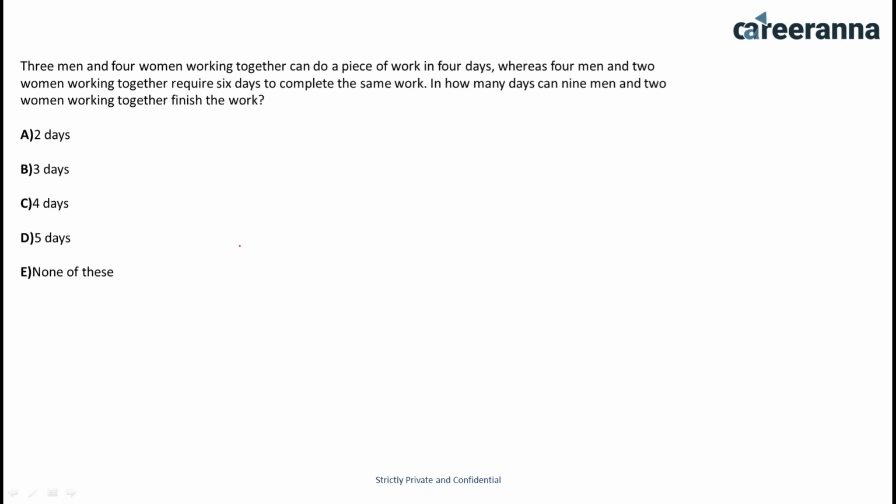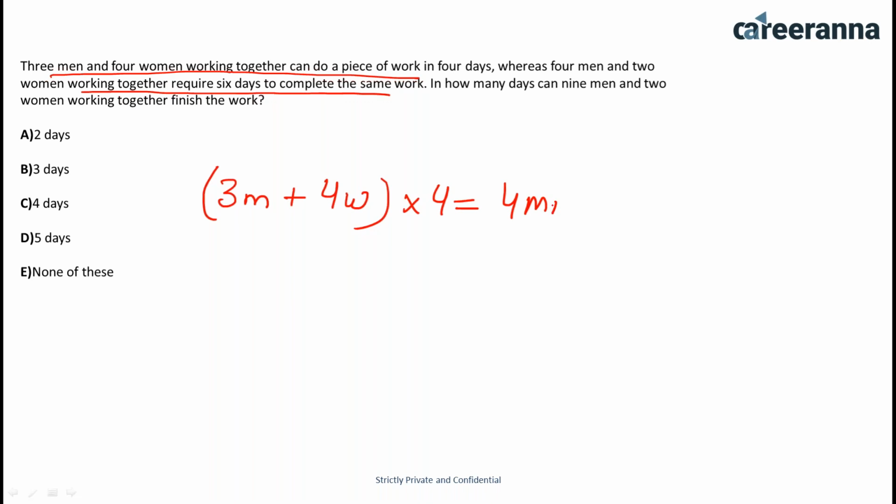Okay, let's solve this question. 3 men and 4 women working together can do a piece of work in 4 days, whereas 4 men and 2 women working together require 6 days to complete the same work. With the help of these two things, you can make this equation: 3 men and 4 women working for 4 days is equal to 4 men with 2 women working for 6 days, and they are completing the same work. So we are making these two equal. With the help of these two equations, you can easily calculate the ratio between men and women.